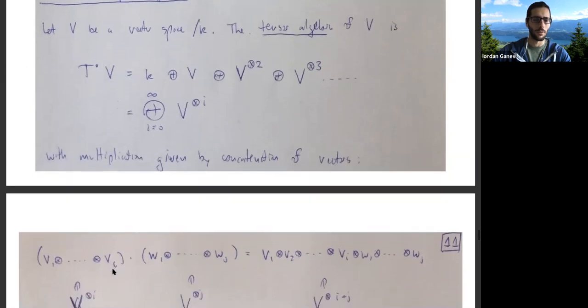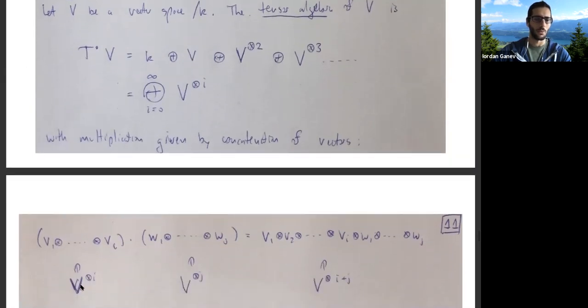So let's say we have something in the ith tensor power. That's a tensor product of some elements in V. So v1 through vi are just some elements in the vector space. And if we want to multiply that with something in the jth tensor power, then we have something that looks like this.